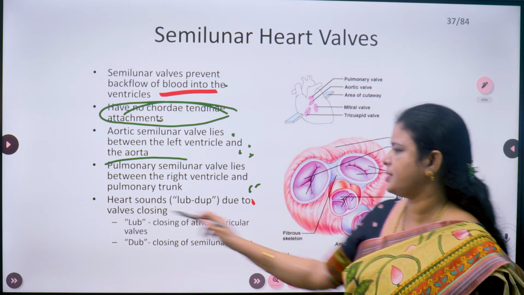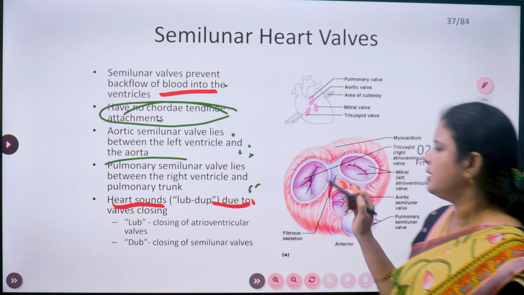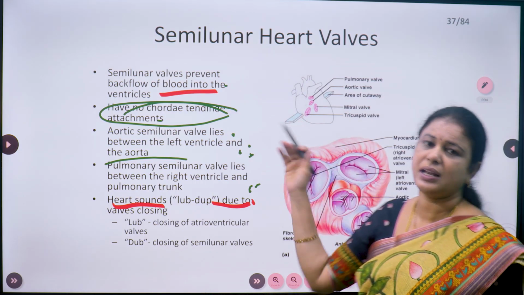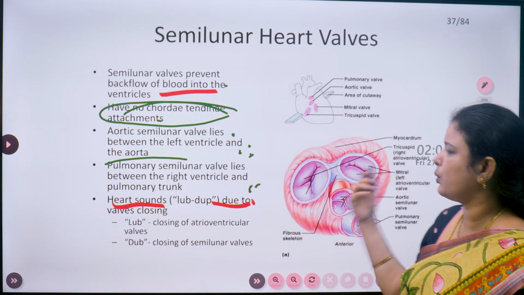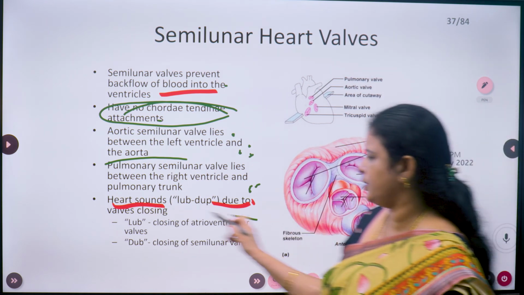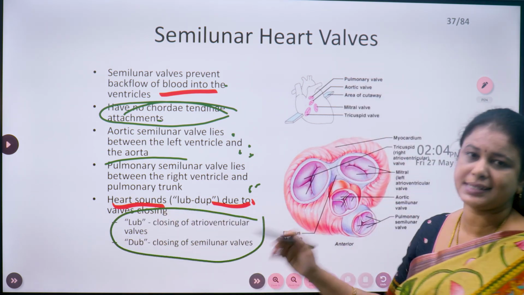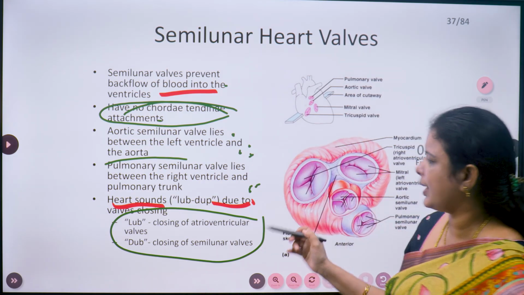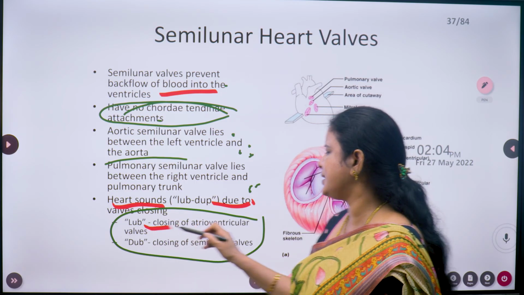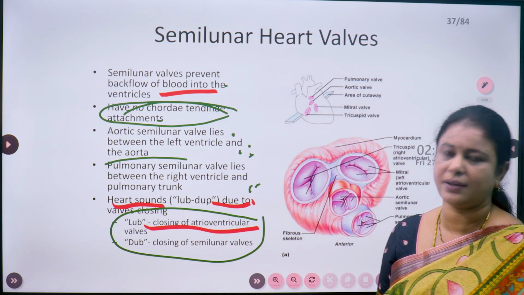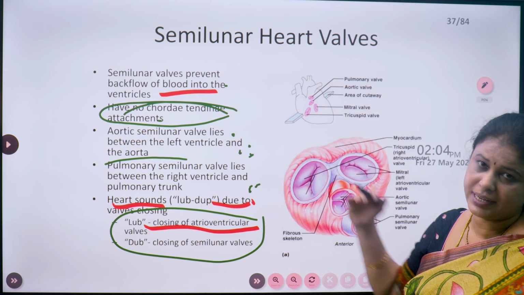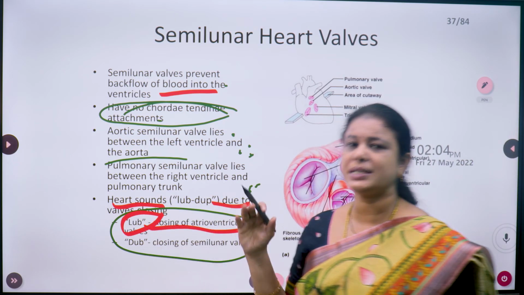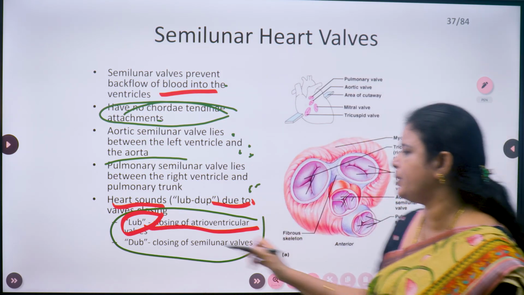So heart sounds. Coming to the heart sounds, they make a lub dub sound due to closure of these valves. These valves close, and due to closure of these valves there will be a sound. That sound is called the heart sounds. Lub means closing of atrioventricular valves. Closing of atrioventricular valves will produce lub. Closing of semilunar valves will produce dub.